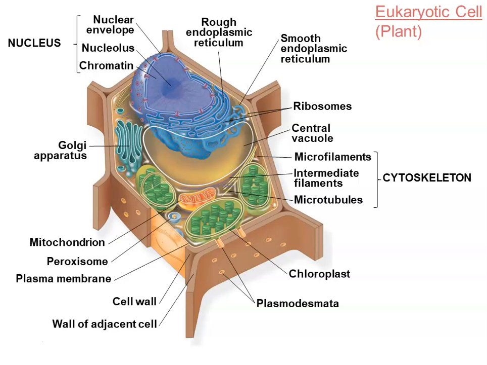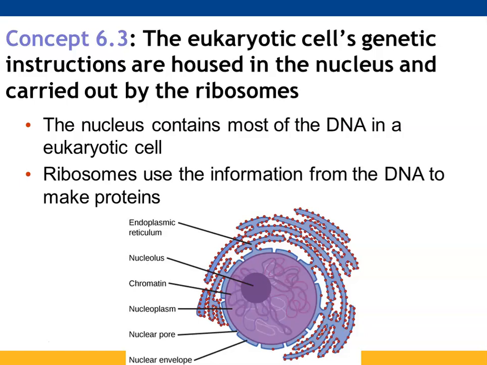The other organelle that we do not see in our animal cells that is present is your chloroplast. So that's going to be a special feature just to your plant eukaryotic cells. So we're going to focus first on the nucleus and how we use the information that we take out of the nucleus and get it to the ribosomes to make our proteins.